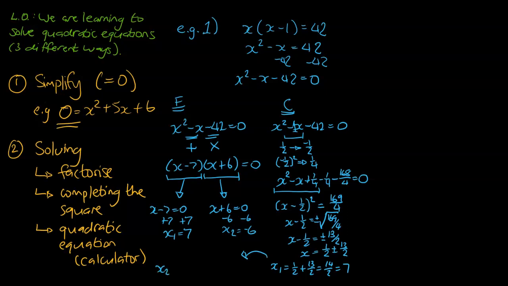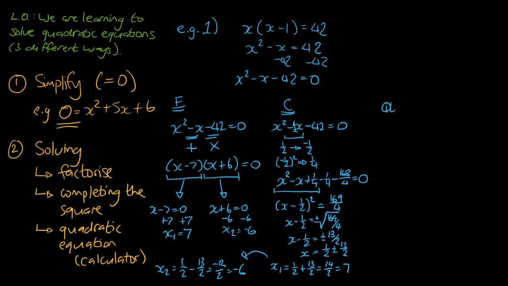So our second answer for x is going to be, oh no, sorry, positive 1/2 minus 13 over 2. So that's going to become negative 12 over 2, which is equal to negative 6. And that was our second answer of x that we got there before. And now we're going to move on to our final one.